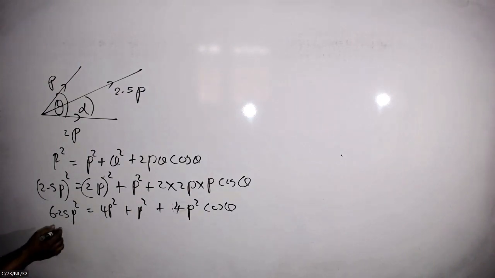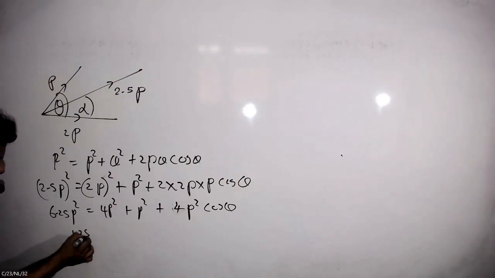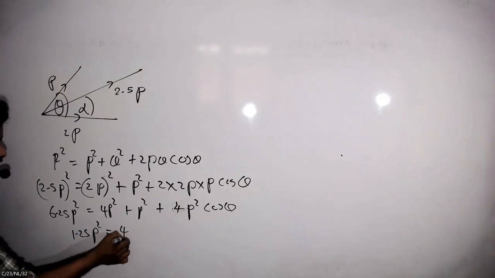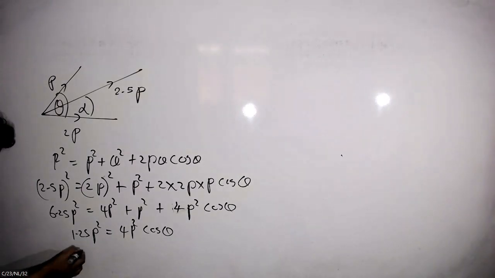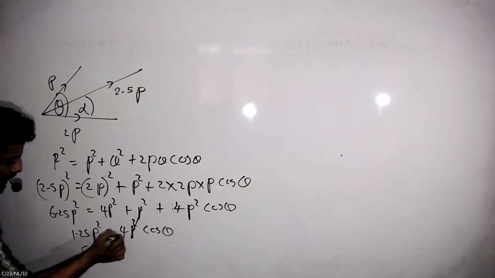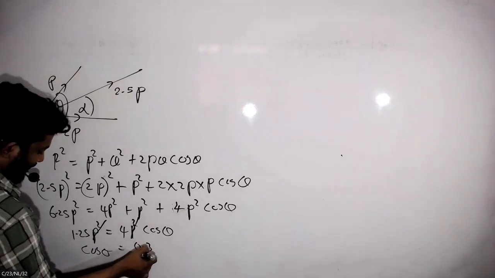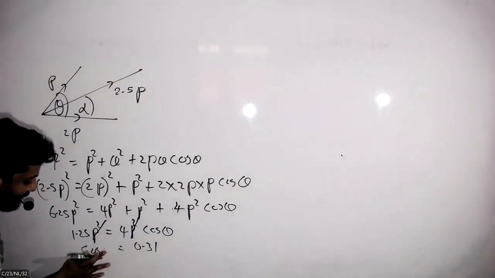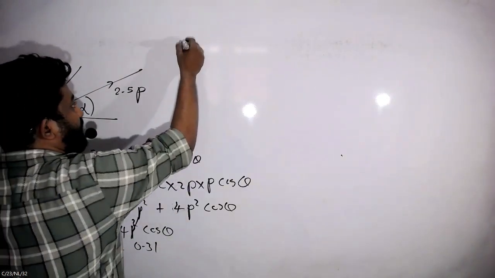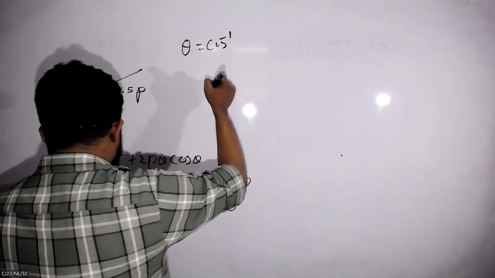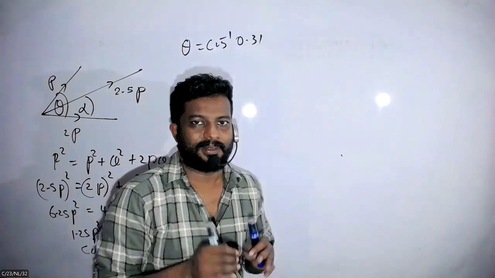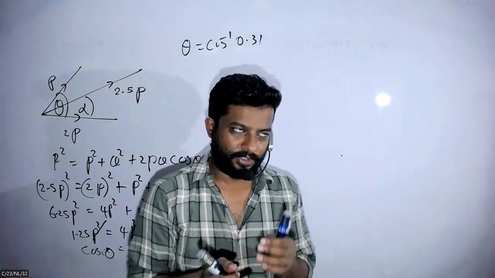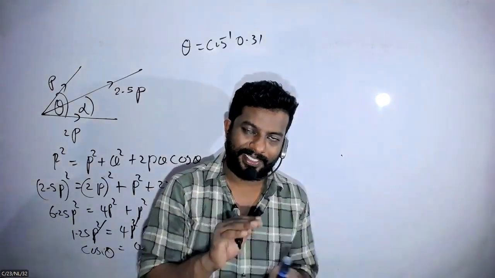Then 6.25 minus 5. What do we get? 1.25 p squared is equal to 4p squared cos theta. Then cos theta is equal to, p squared and p squared cancel out, 0.31 or some value like that. Then theta should be equal to cos inverse 0.31. Putala, to find this theta value, no need to use a table.